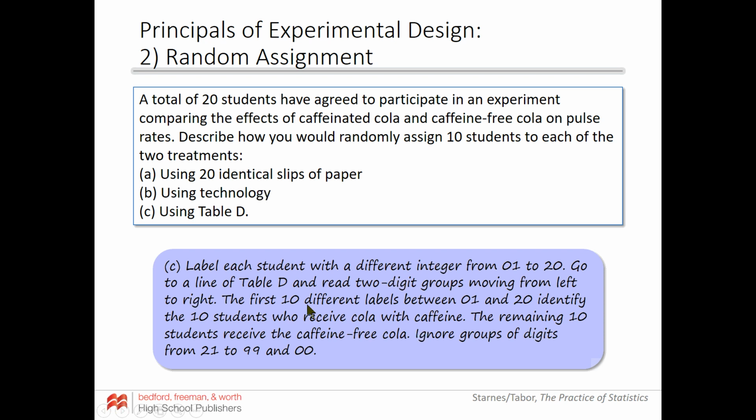Remember we said in class, just like with selecting an SRS, you could say the first 10 unique numbers between 01 and 20, and then that satisfies it, we don't need that last sentence there. These first couple of sentences are similar, but instead of selecting the 10 people and there's our sample, no, we select the 10 people, they go into one group, and then the other 10 people, it's not like we ignore them, they just go into the other group, okay?